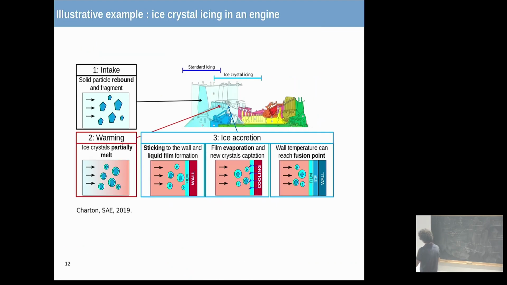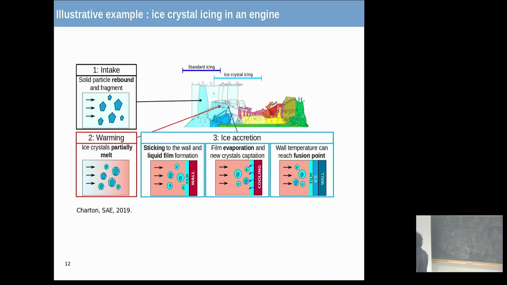Okay, now we have the changes which appear in the transport step and then in the accretion step, how it happens in a typical engine, for instance, for ice crystal icing. Suppose you have solid particles, because they are solid in the atmosphere. They hit the fan, the larger wing in the engine, and it fragments behind the engine here.